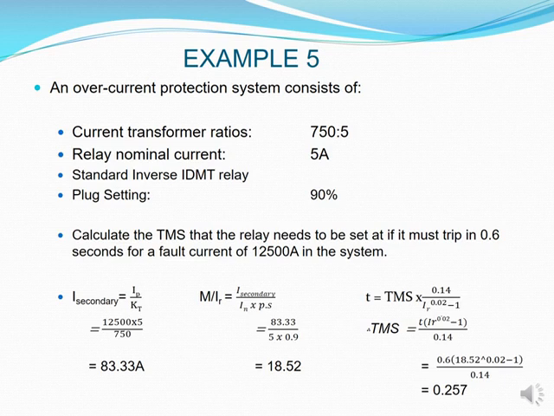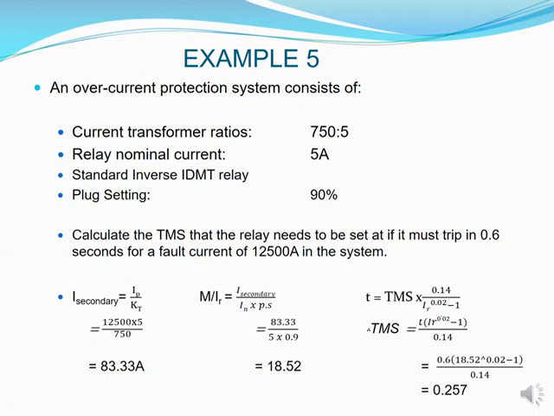So here you're given a system where you've got a CT, a nominal current on our relay, and a plug setting of 90%. We're asked to calculate what our TMS is for the system, which needs to trip in 0.6 seconds at a fault current of 12,500. So we start by calculating our I secondary, like we did in the last examples, and then we calculate our IR.